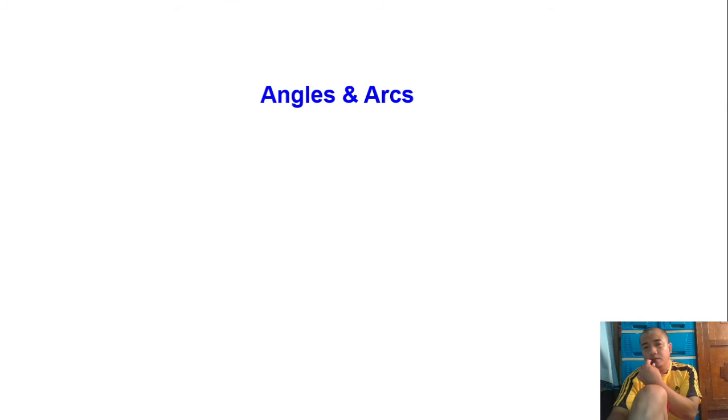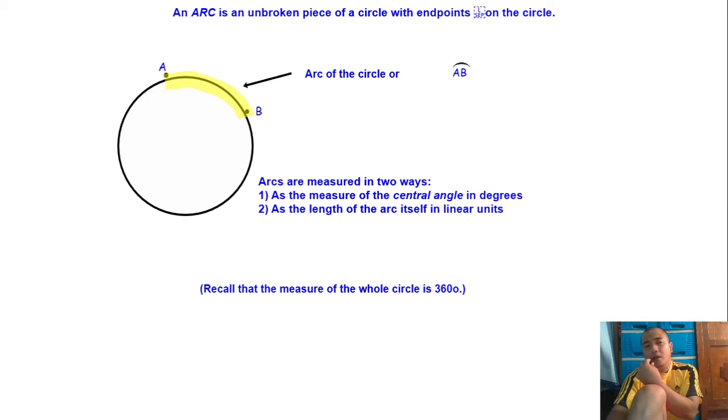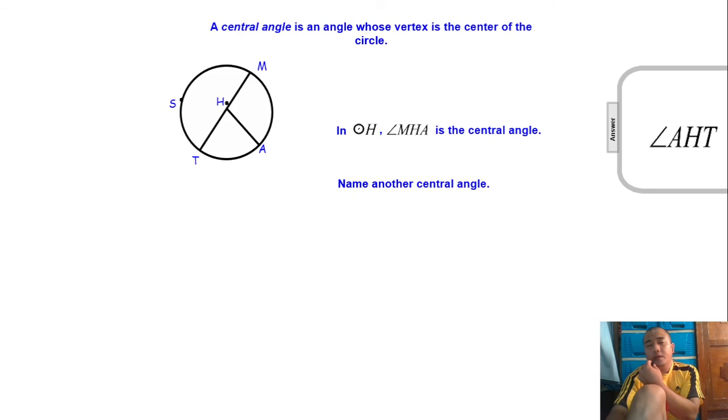Okay, let's continue with angles and arcs. An arc is an unbroken piece of a circle with endpoints on the circle. So arc AB is what we call an arc of the circle. Arcs are measured in two ways: as the measure of the central angle in degrees, and as the length of the arc itself in linear units. Recall the measure of the whole circle is 360 degrees. A central angle is an angle whose vertex is the center of the circle.